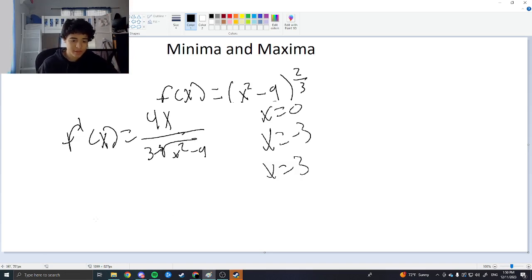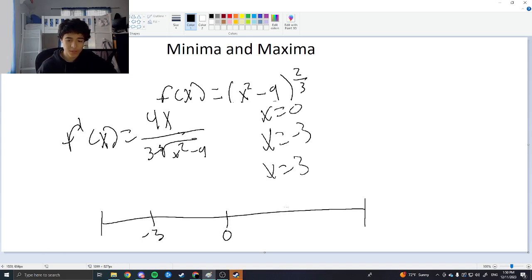So let's put that down here. This one's going to be kind of big. So we have 0, we have -3, and we have 3, right? So to find the slope of this part, we'll plug in a number smaller than -3. Let's say -4. On top, we'll have 4 times a negative number. We'll get something negative. On the bottom, we'll have something positive inside this cube root. We'll have a negative number over a positive number. So this slope is negative.